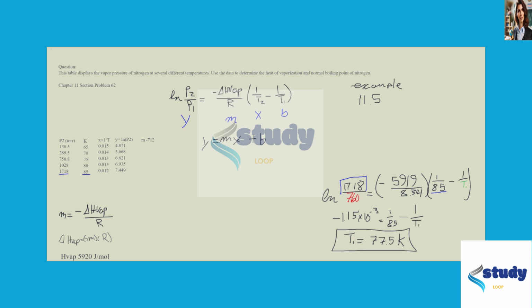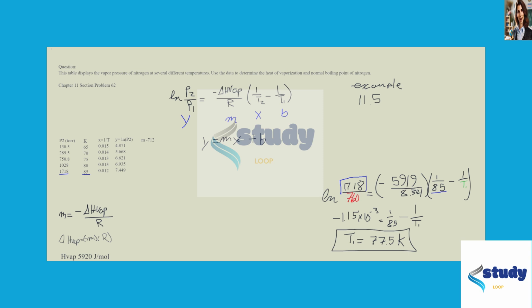Okay, the second half of the question, it took me a couple of times to get this, but the final answer is 77.5 Kelvin. And the way that we get there is, again, by plugging into this equation right here. So the natural log of P2 over P1 is going to be equal to minus delta H vap, the value we now have, divided again by 8.314. And for this one, I chose to use the P2 and the T2 data from this chart.